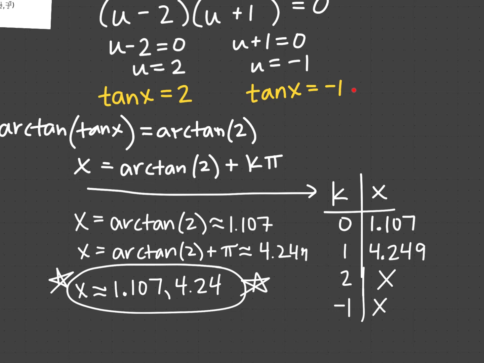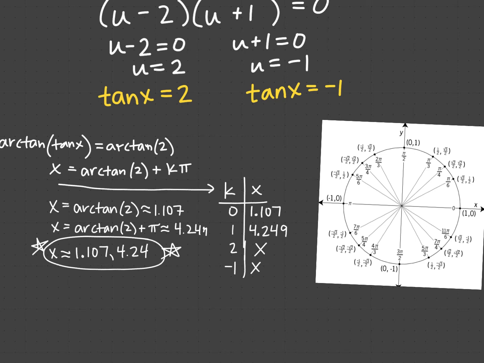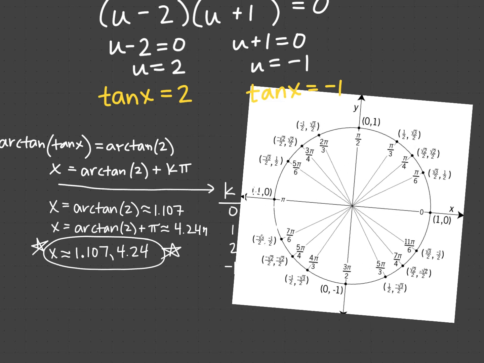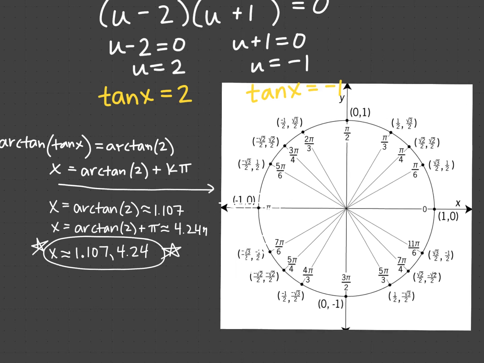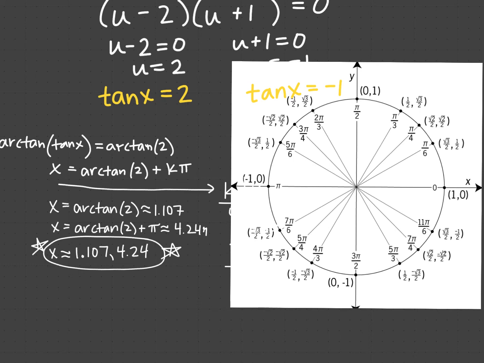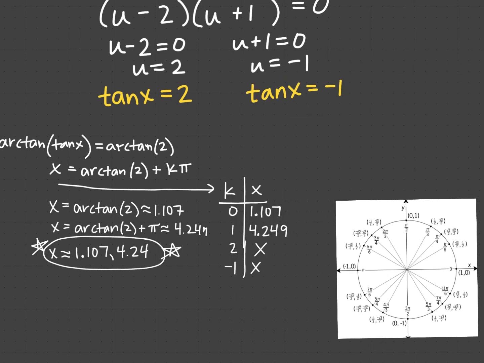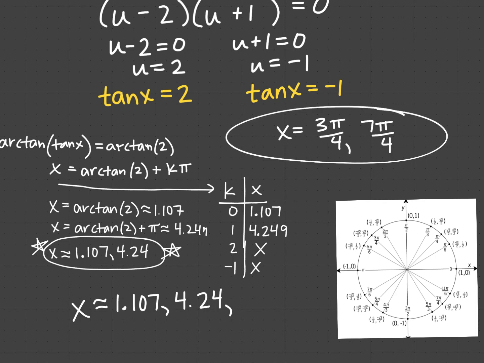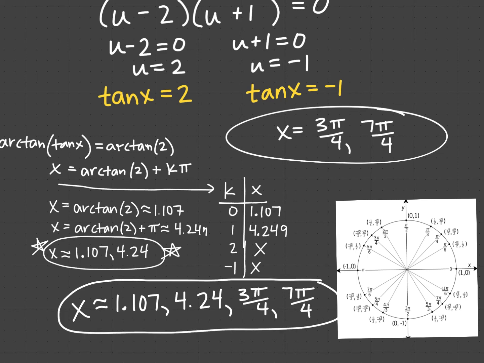How about the tangent of x equals -1? Well, luckily for us, we don't have to go through that whole process again because -1 is a common tangent value. Where is the tangent -1? Well, the tangent is -1 when the x and y coordinates are opposite from each other. So when we divide y by x, we'll get -1. So at 3 pi over 4, our tangent is -1, and also at 7 pi over 4. Those are the two solutions on the unit circle where the tangent of x equals -1. So in this case, x equals 3 pi over 4 and 7 pi over 4. So our four solutions are these two decimal approximations that we got, as well as 3 pi over 4 and 7 pi over 4. Those are our four values for x.